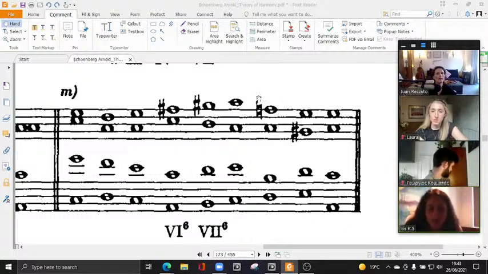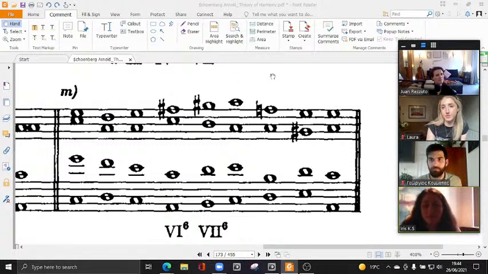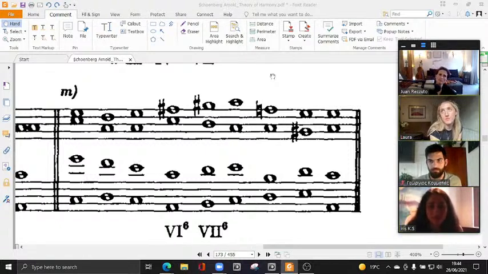But why does he put F natural? I mean, because naturally A minor doesn't have any F sharp. To go back to the tonic, I'm not sure why he puts it there. Yeah, but I don't know. Anyone? Laura? Is it because of the melodic scale?